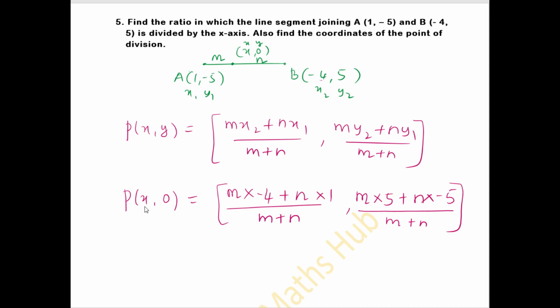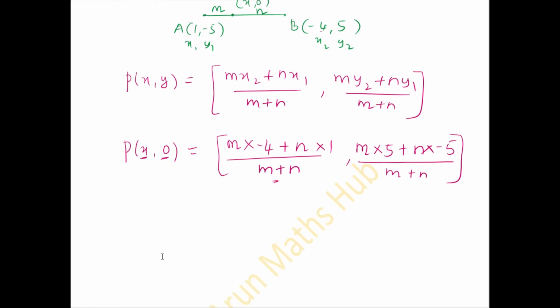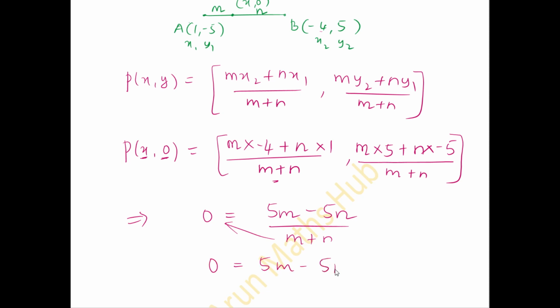Now we cannot equate the x coordinate as in the previous problem because the x is a variable here. If you equate, you will not get the answer. So equate 0 with this y coordinate, so you'll get the ratio. That is, this implies 0 equals (5m minus 5n) divided by (m plus n). Now cross multiply. m into 0 is 0, n into 0 is 0. We get 0 equals 5m minus 5n.